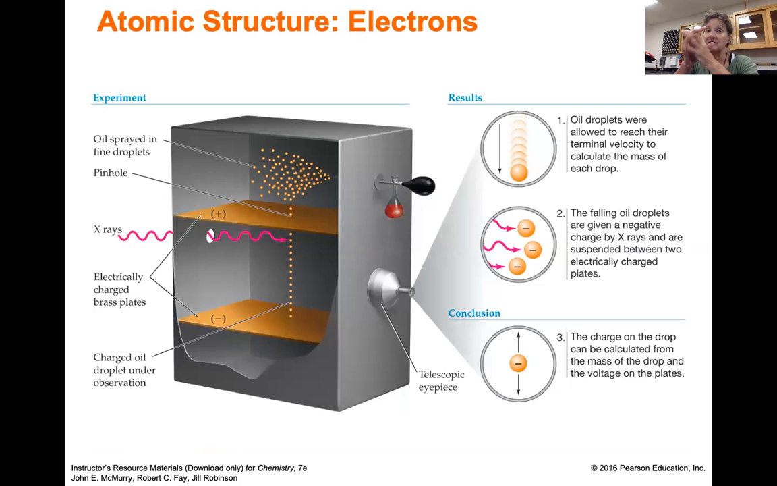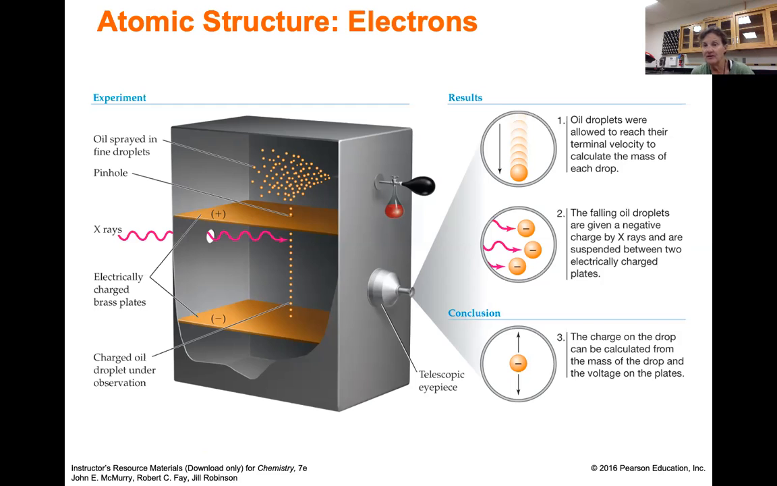So once you know about electrons, you want to know more about what they are. So this is Millikan's oil drop experiment. So the first thing he did was the oil drops that he sprayed in this box, and we'll see what else is in the box as we talk about this, they're allowed to reach their terminal velocity. So that means they're allowed to fall with gravity. And by doing that, you can figure out the mass of each drop. And so once you know the mass of each drop, you can figure out the charge on each drop.